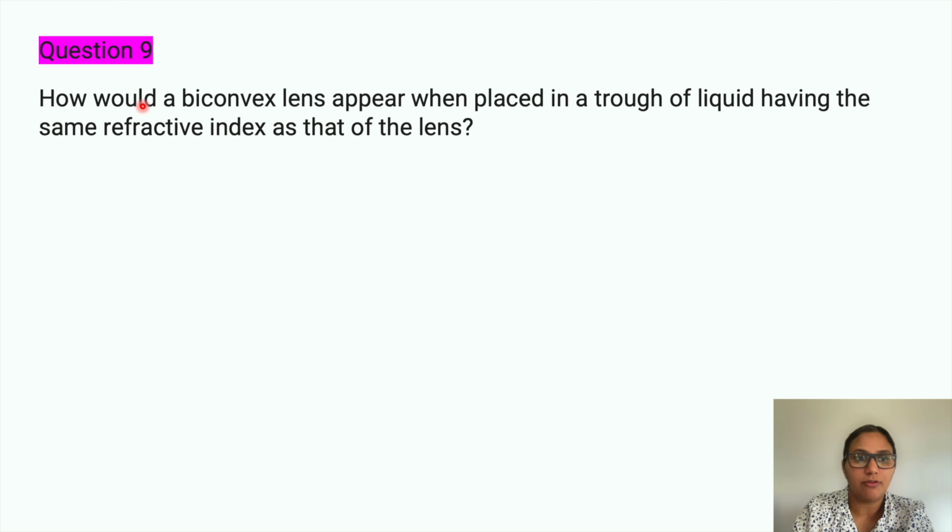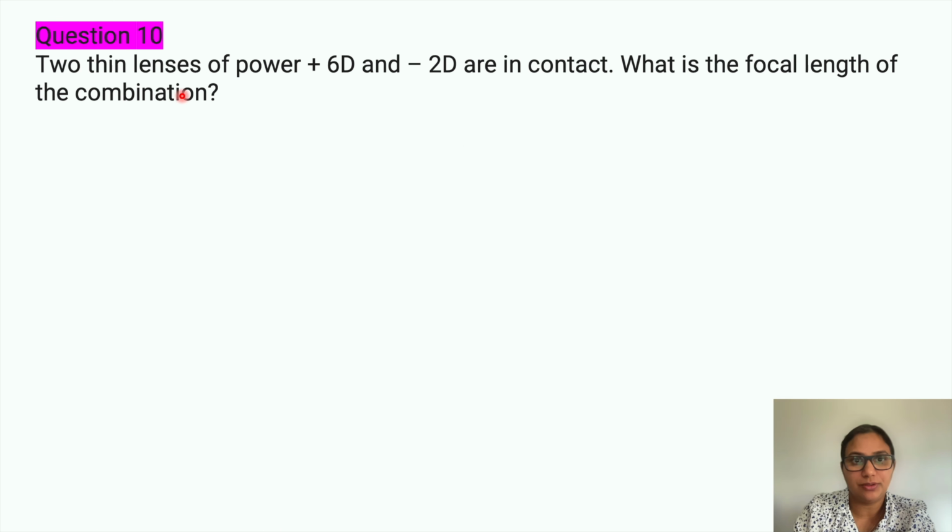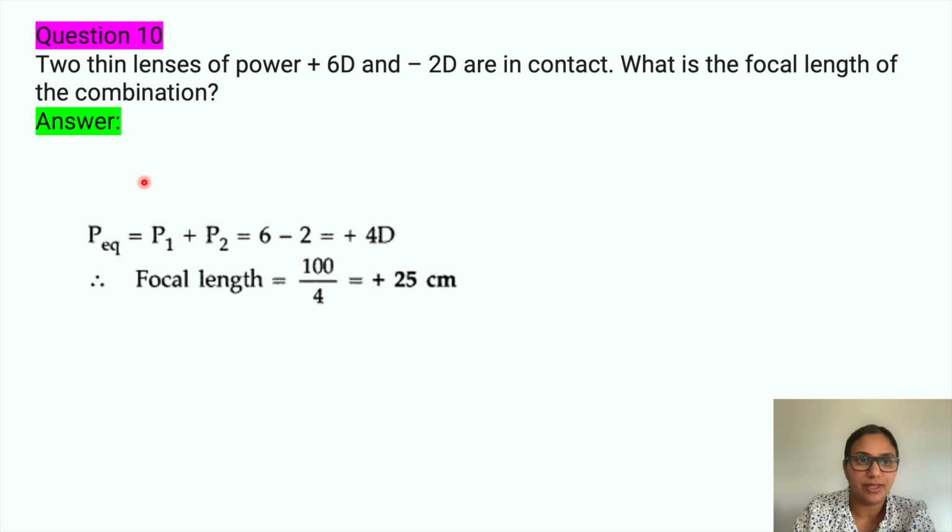Next question. How would a biconvex lens appear when placed in a trough of liquid having the same refractive index as that of the lens? Here the answer is the lens will disappear or become invisible, and there will be no converging or diverging action of the lens. Next question. Two thin lenses of power plus 6D and minus 2D are in contact. What is the focal length of the combination? So we have power as plus 4D. So focal length is 1 by power. If you calculate the focal length, we get 25 centimeter. It is a positive value.